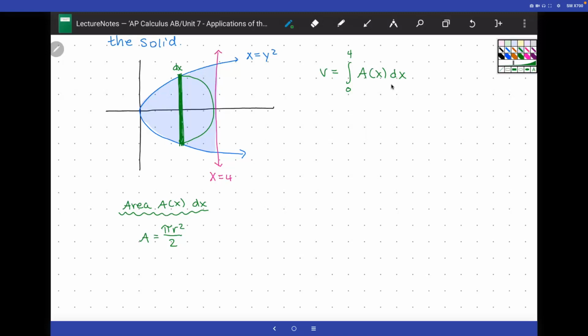So the variable in this is the r. We need to find something to represent r. So go to your picture. Where is r in this picture?